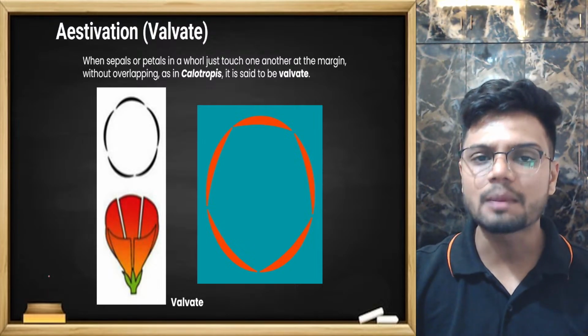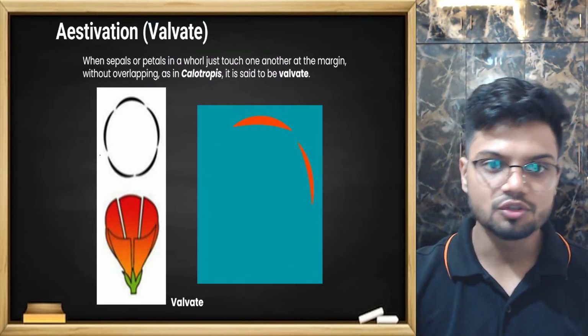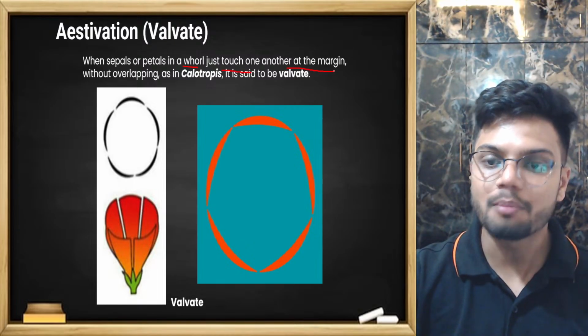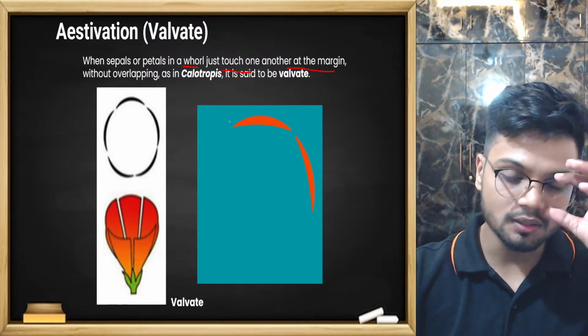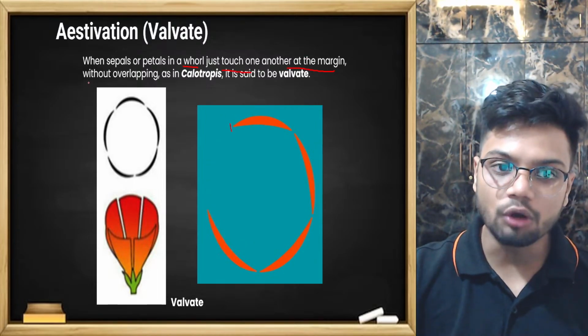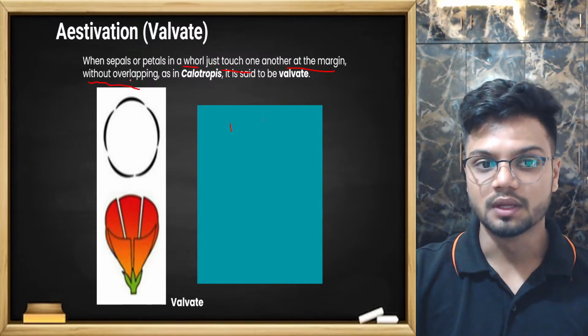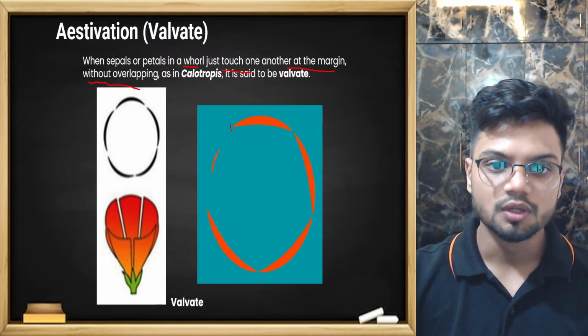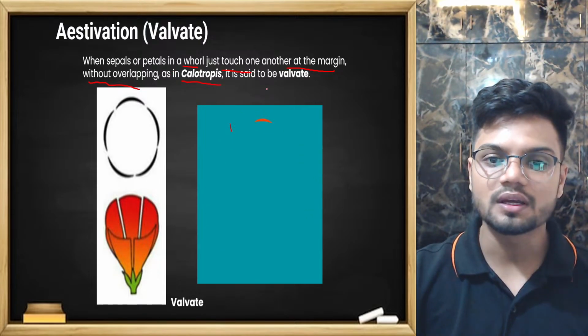Now, is there any overlapping here? No, there is no overlapping here. So when the sepals or petals in a whorl just touch one another at the margin without overlapping, that is a very important line. In valvate estivation, there is no overlapping at all. Example is Calotropis. It is said to be valvate.